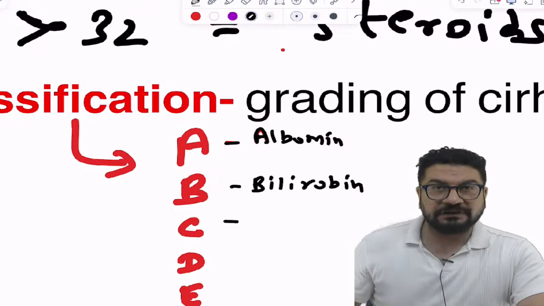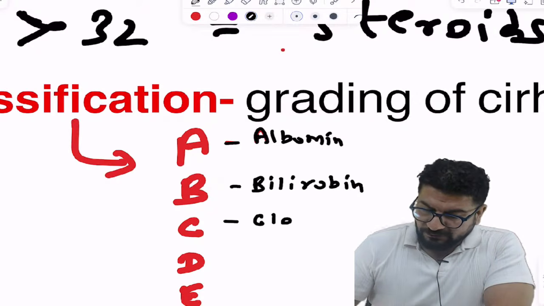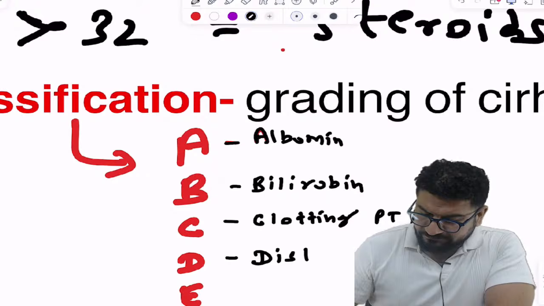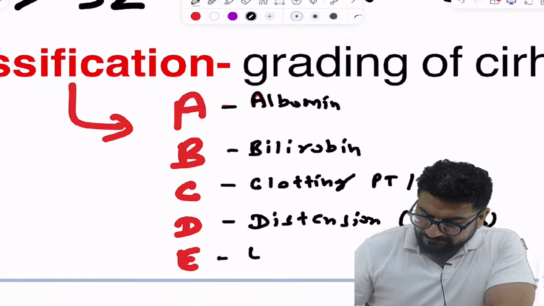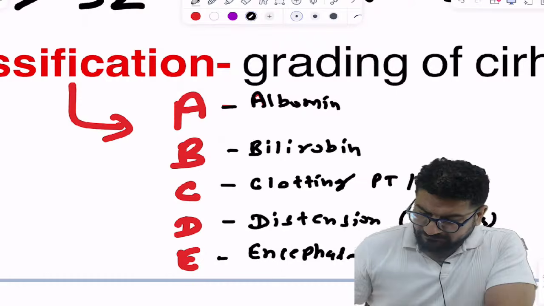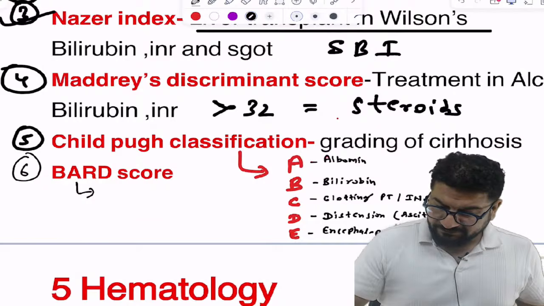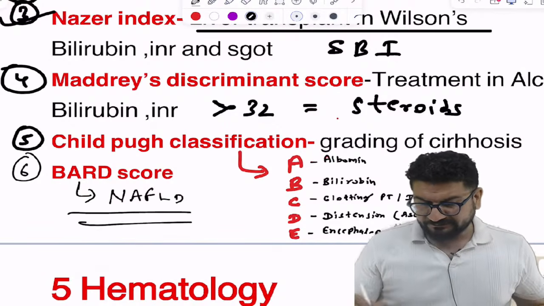A for albumin, B for bilirubin. Now understand this thing. C for clotting. Clotting means coagulation cascade, means PTINR. D for distension. Distension means ascites. And E for encephalopathy. So these are components of Child Pugh. And last is BARD score. So BARD score, just remember the name. BARD score you have to remember for NAFLD, non-alcoholic fatty liver disease.